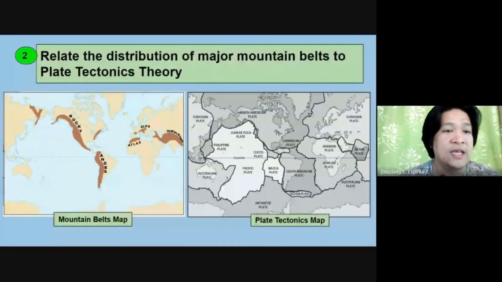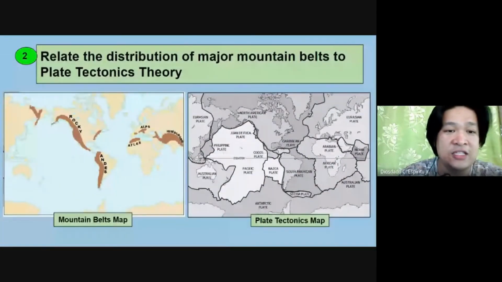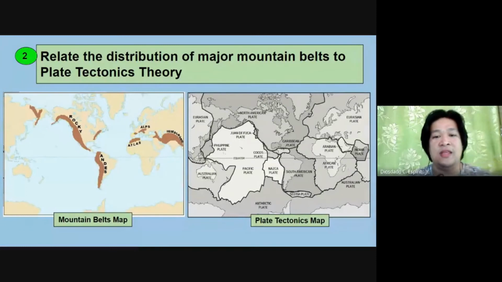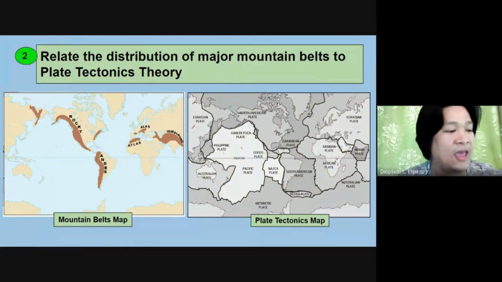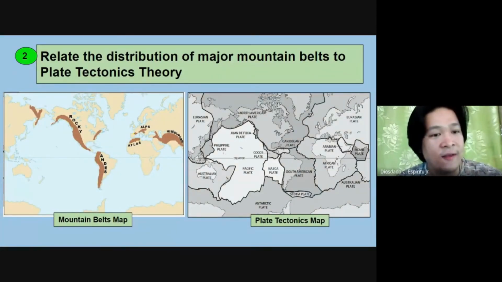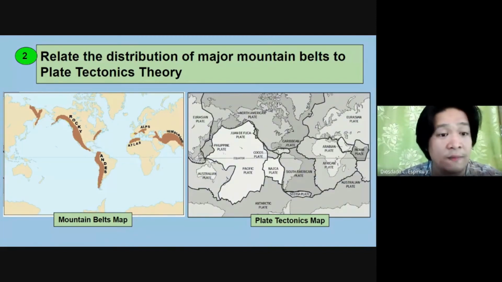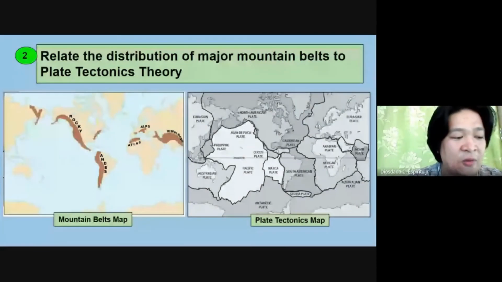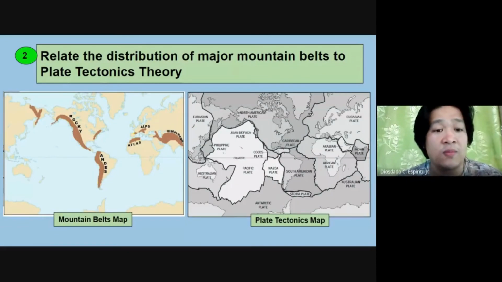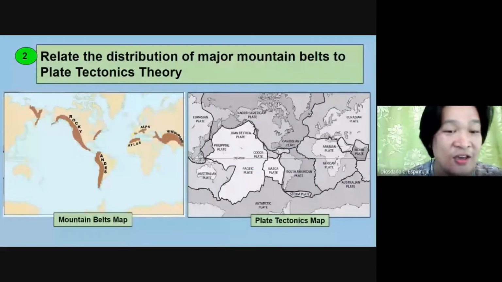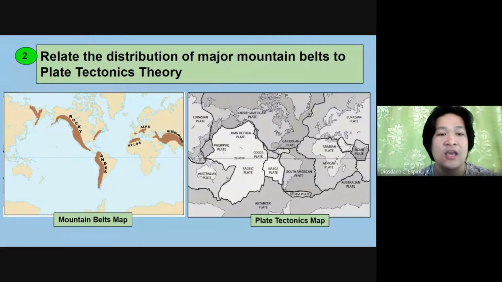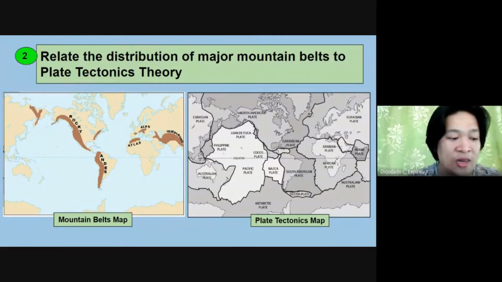For our second objective, we are going to relate the distribution of the mountain belts to the Plate Tectonics Theory. On your activity, you are given the global mountain belt map and the plate tectonic map. Do you have any problems following the instructions in your activity? Assuming you have all followed the instructions, you will come up with this illustration.